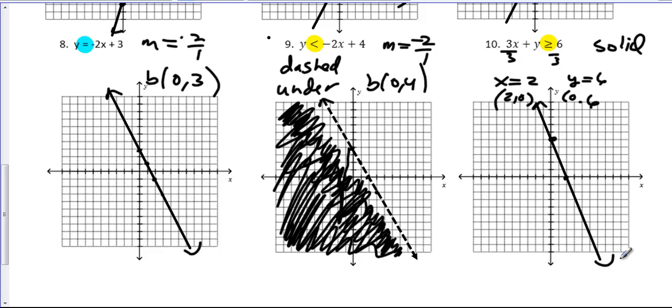Testing a point works like this. We take a point that's not on the line. If 0, 0 is available, use it, because it's so easy to use. I plug 0 in for x and y. That's going to give me a 0 on this side, greater than or equal to 6. And then we have to ask ourselves that question: is 0 greater than or equal to 6? Obviously, the answer is no, so we're going to go away from it on the shading here.